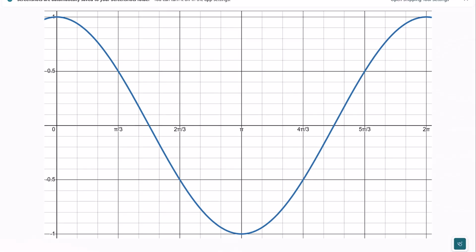Okay, so here's the graph. This is the parent cosine graph. At 0, we're at a height of 1. At 2 pi, we're at a height of 1. At pi, we're down here at negative 1.